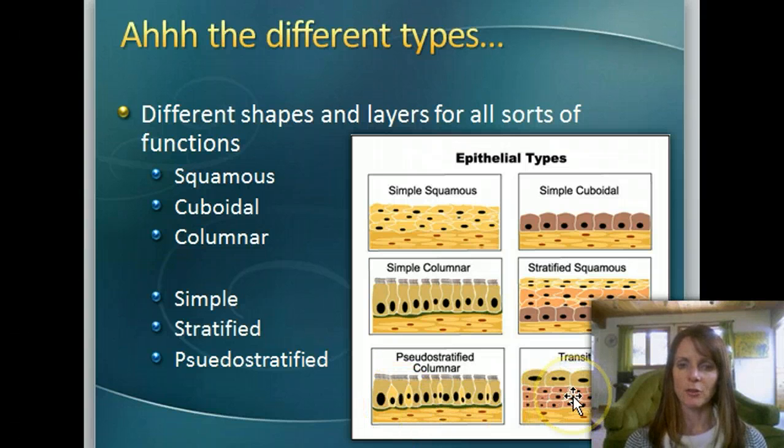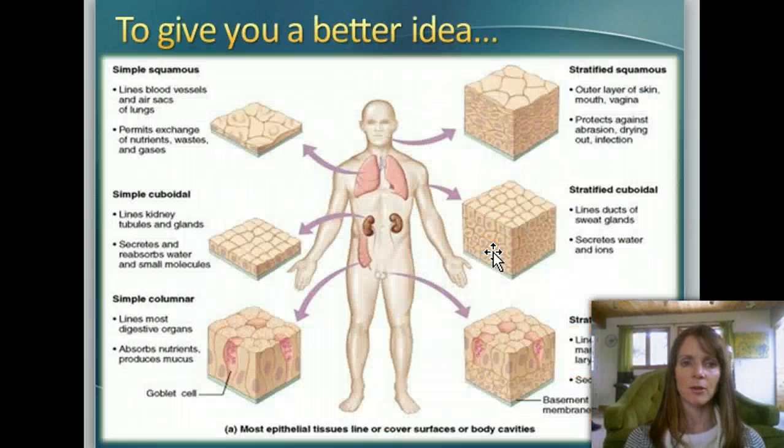And then you have transitional, where you go from a cuboidal cell into more of what a squamous cell would look like. So these are all located in different parts of the body for different reasons, whether it's for protection, for lining, for diffusion purposes, and so forth. Okay, so that's epithelial tissue.